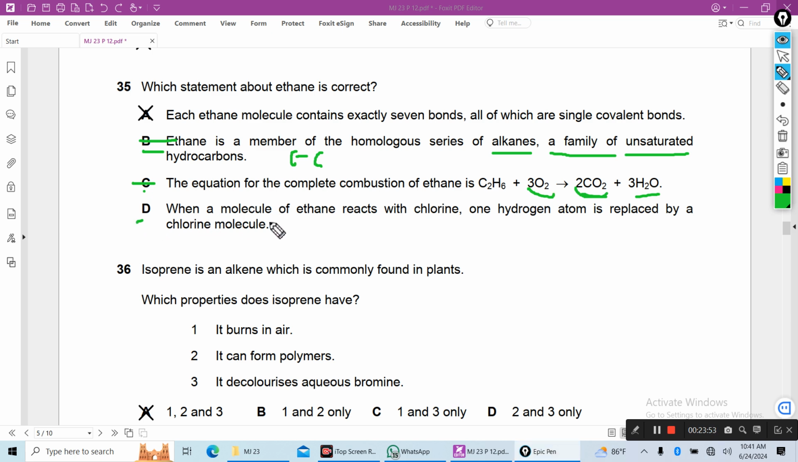D, when a molecule of ethane reacts with chlorine, one hydrogen atom is replaced by a chlorine atom, not a chlorine molecule. One hydrogen is replaced by a chlorine atom.